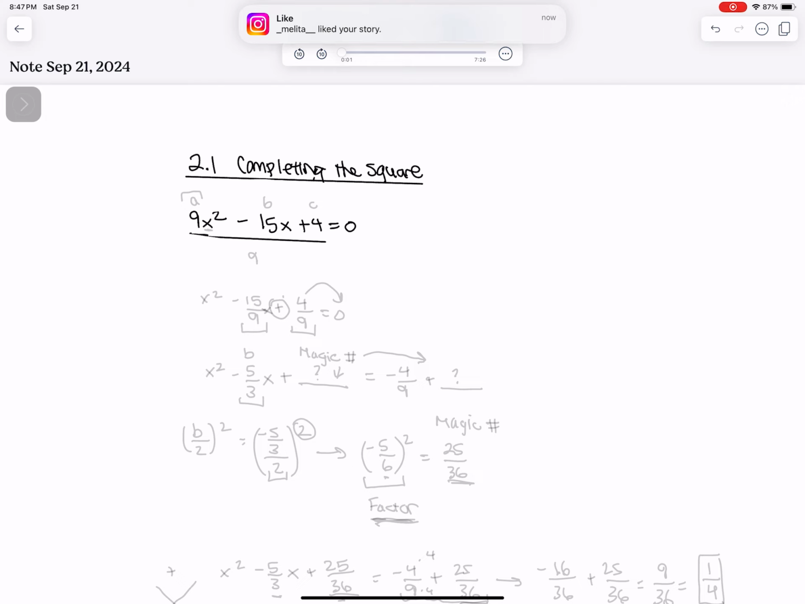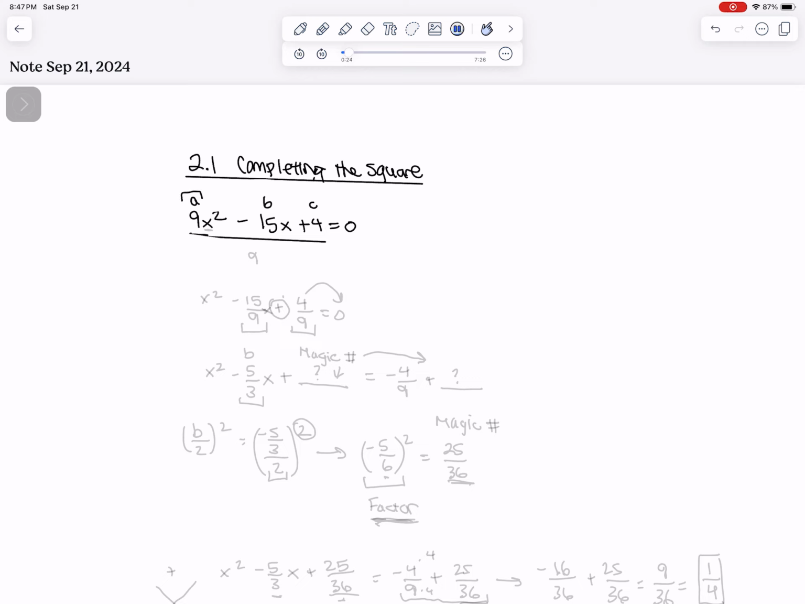So in this video, we're going to do a problem from section 2.1 on completing the square. And so we're going to use this problem as an example. So first I'm just going to label my A, B, and C. So this is my A, B, and C.